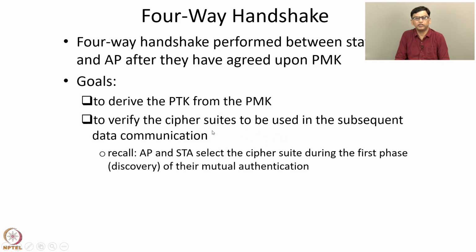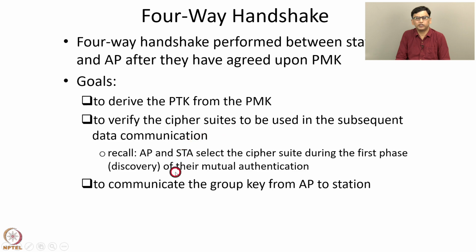The reason is that initially the access point and station have not agreed on any secret that both of them know. So in particular, they have not agreed on the key to be used for message integrity. So only after they have agreed upon the key to be used for message integrity, they can send message authentication codes to each other and verify the integrity of the cipher suites that were earlier agreed upon as part of the discovery phase.